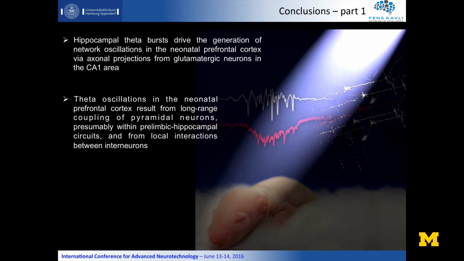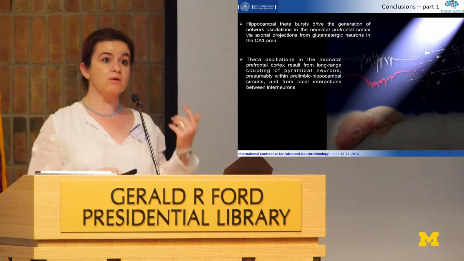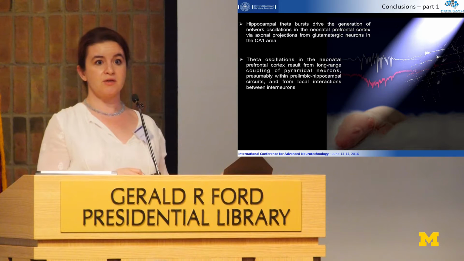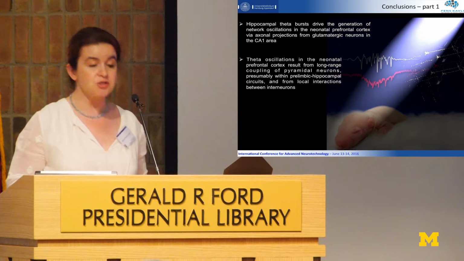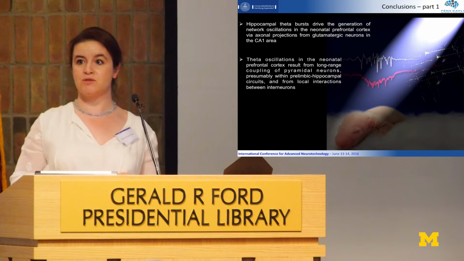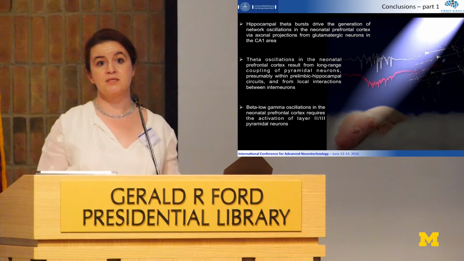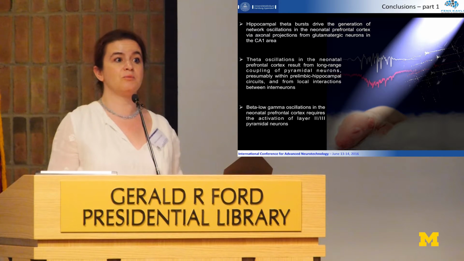And now if we look at the cellular substrate for these 2 types of activity, the theta oscillation and the beta oscillation: theta results from this long-range coupling of pyramidal neurons, to a certain amount also from local interactions between interneurons, but we could not confirm this by optogenetics. We need to address interneurons also, but it seems to be a little bit more difficult at this age, having something to do with their migration patterns and how easy it is to address them by in utero electroporation. And the beta-low gamma oscillations require the activation of layer 2-3 neurons. This is what both the patch clamp data, the correlative methods, and the causal methods, optogenetics, revealed.